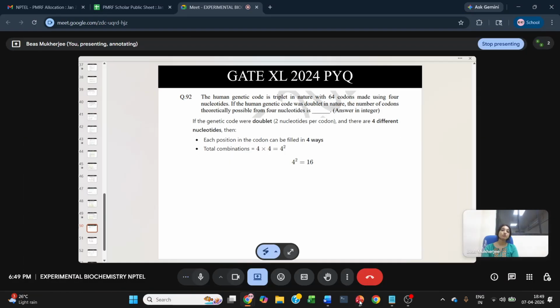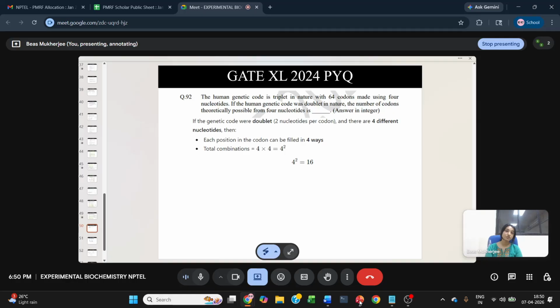Now, the human genetic code is triplet in nature, with 64 codons made using 4 nucleotides. If the human genetic code was doublet in nature, the number of codons theoretically possible from 4 nucleotides is... answer in integer. If the genetic code was doublet instead of a triplet, that is 2 nucleotides per codon, there are 4 different nucleotides, then each position of the codon can be filled with 4 different ways.